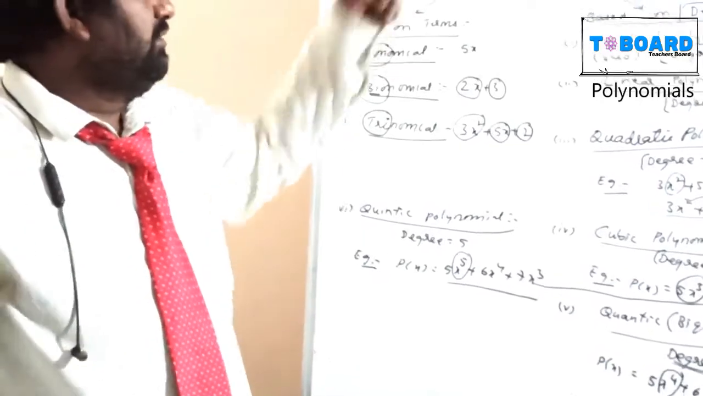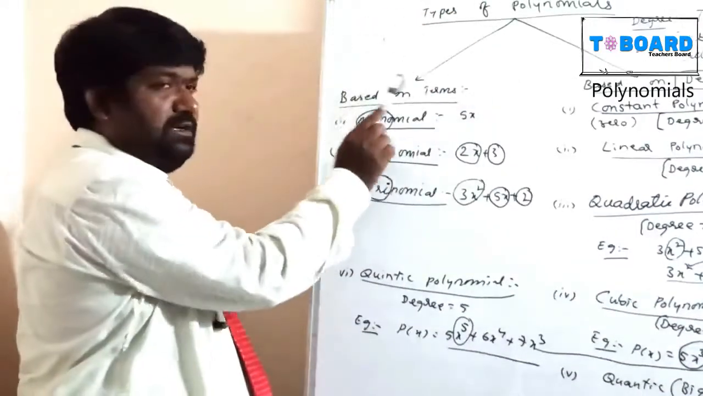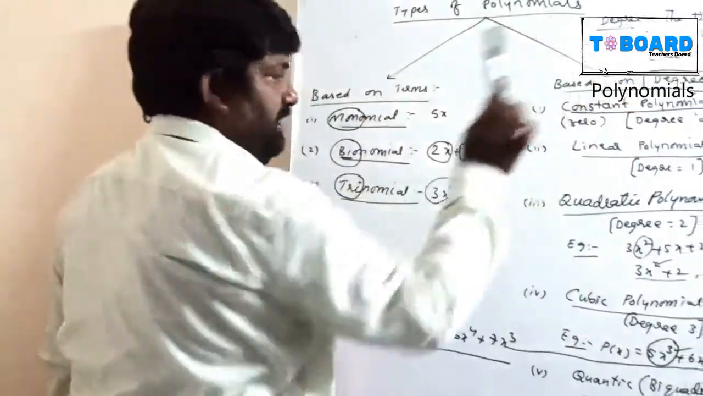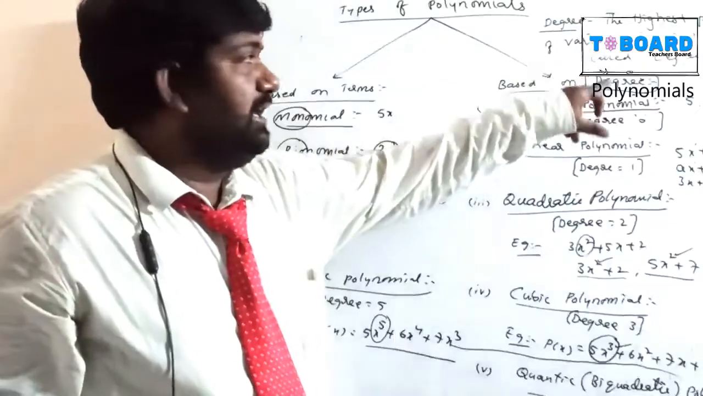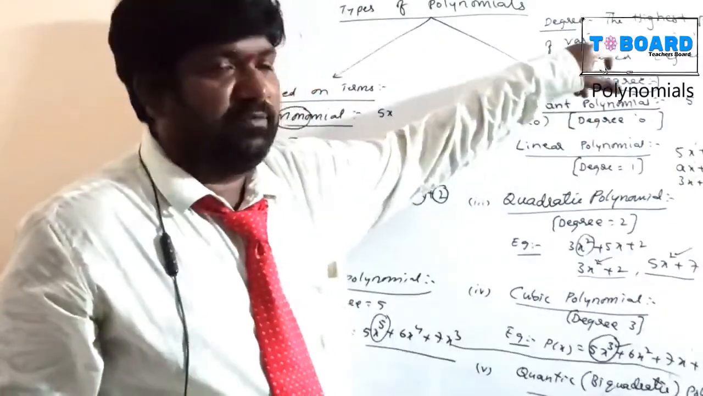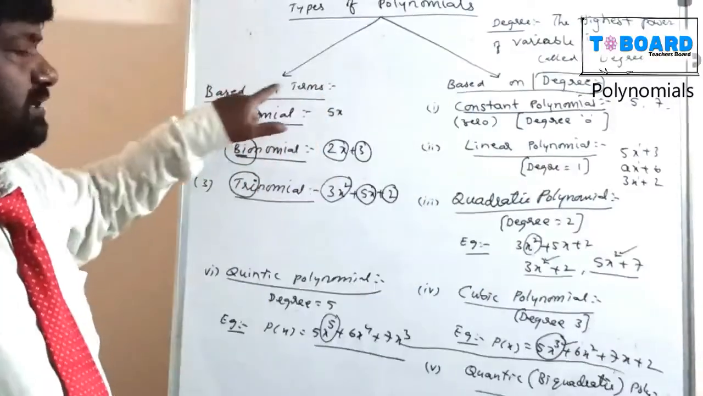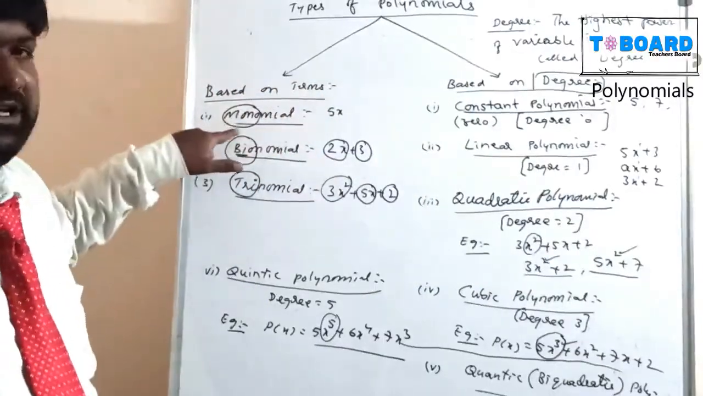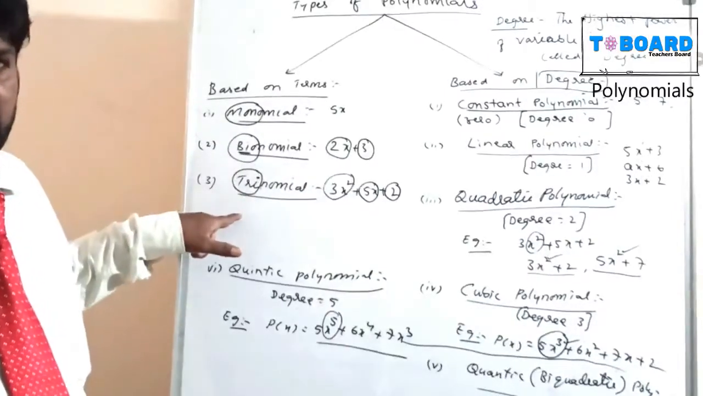And listen, types of polynomials. First, types of polynomials based on terms and based on degree. Degree means the highest power of the variable in p of x. Based on terms, there are three types: first monomial, second binomial, third trinomial.